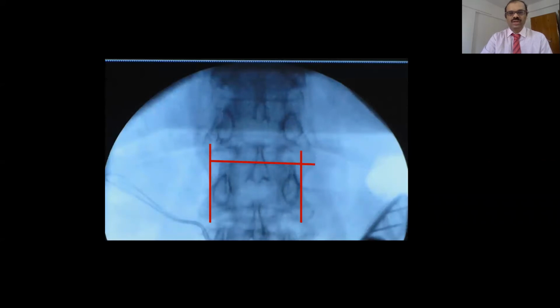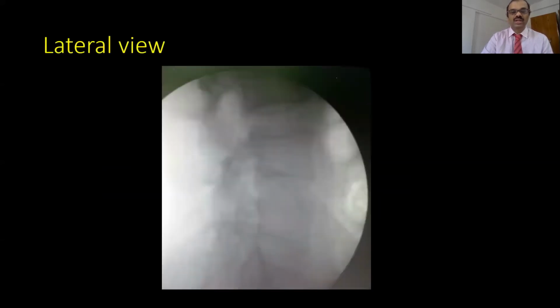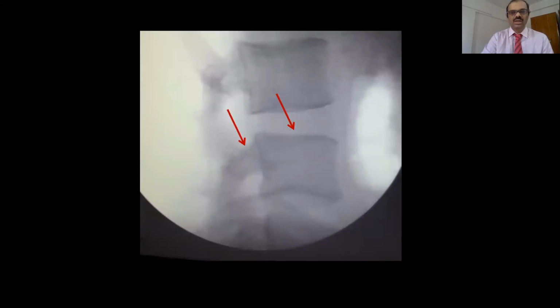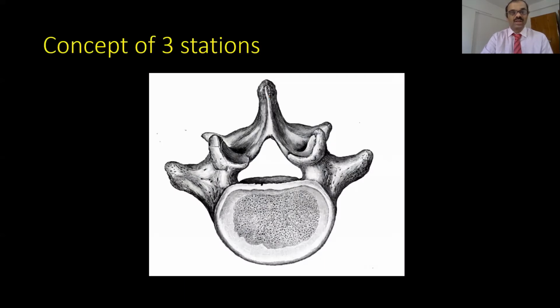We need to ensure that the superior and inferior border of the vertebral body is a straight line and the pedicle shadows are within the boundaries of the lateral wall. Similarly, in the lateral view also, you can see that the pedicle shadows are not overlapping correctly, and it is essential to have a straight line. Superior and inferior borders should look like a straight line and the pedicle shadows should overlap. So this is an important concept when you use a C-arm.